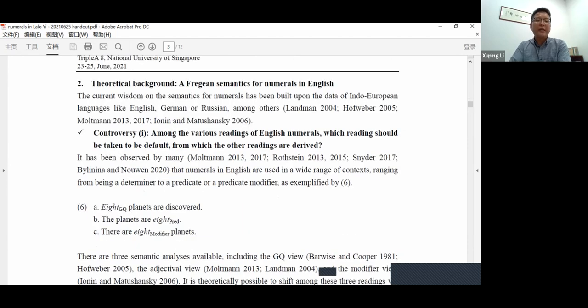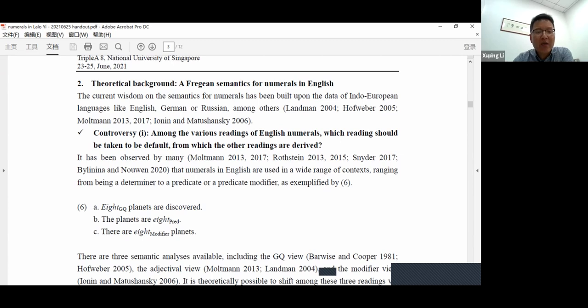Before we get into the data of Lalo Yi, we will start with some introduction to the theoretical background, and we will start with the Frege semantics for numerals in English. We have to admit the current wisdom on the semantics for numerals has been largely built on the data of Indo-European languages. And there are two controversies about those analyses. The first one is, among the various readings of English numerals, which reading should be taken as the default reading, and from which we can derive the other readings.